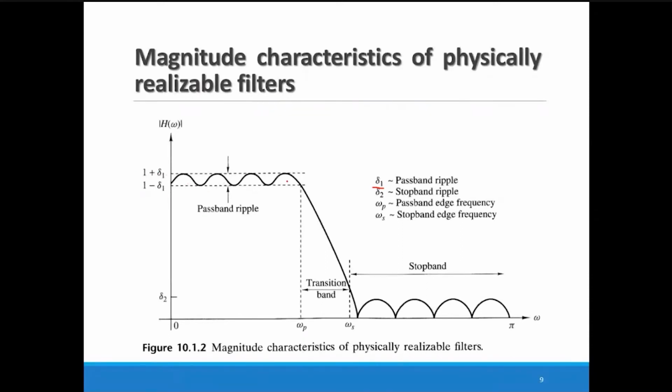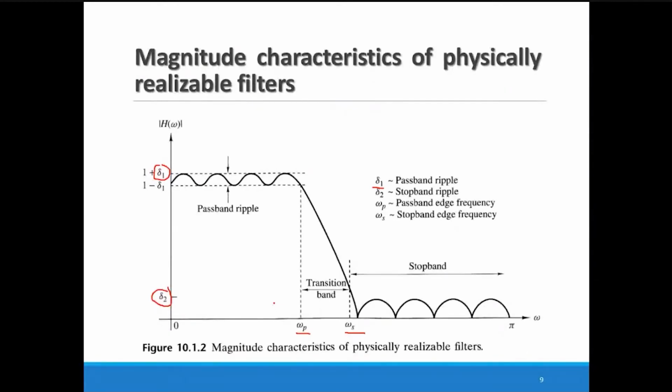So this is nothing but your pass band ripples, and this is the pass band edge frequency omega p, and this is the stop band edge frequency omega s, and between these you get the transition band as the signal moves from pass band to stop band. And in the stop band, again you are not getting a sharp cutoff from pass band to stop band, so you get some ripples, and these are the stop band ripples. Delta 1 represents the pass band ripples, delta 2 represents the stop band ripples. So this is the magnitude characteristic of the physically realizable filter.